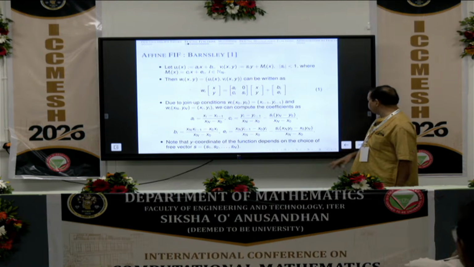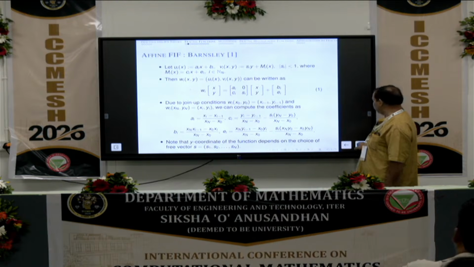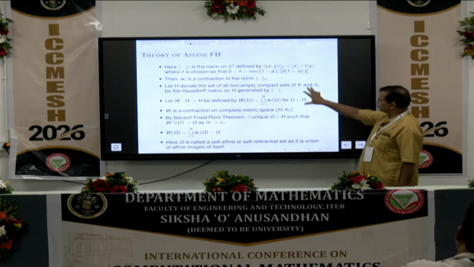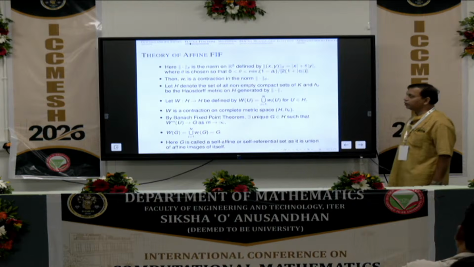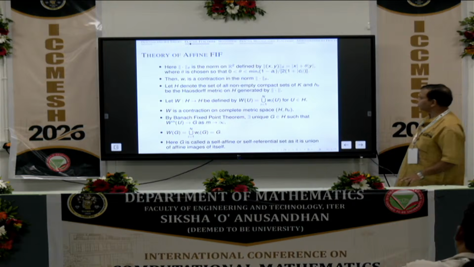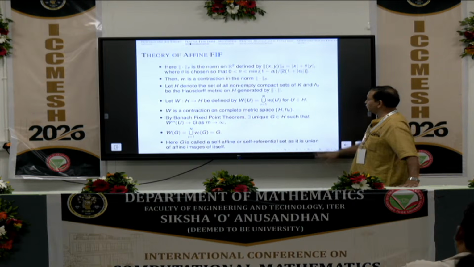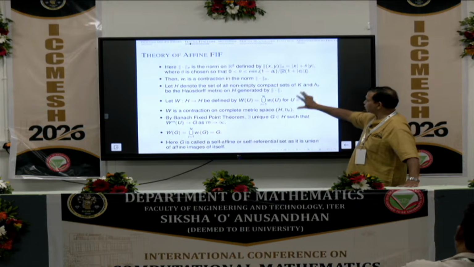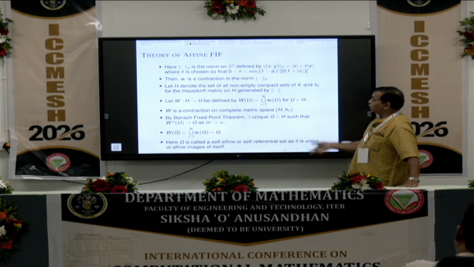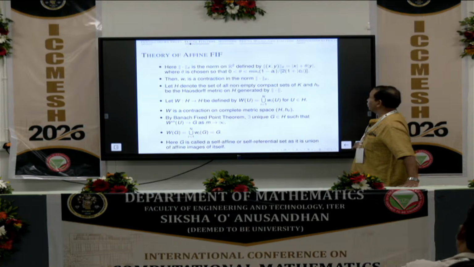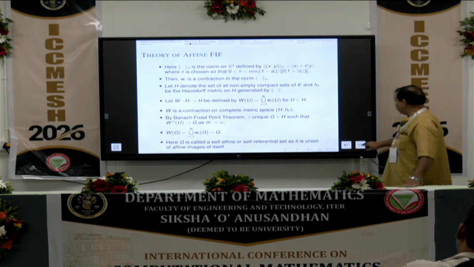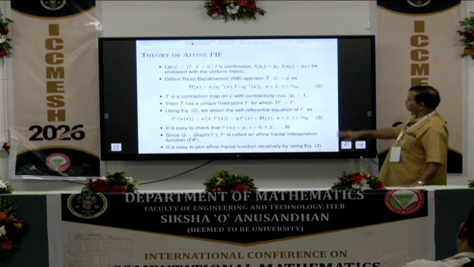Once w_i is ready, you can get the capital W. There is a little bit of theory involved here, so you need a little bit of functional analysis. You take a function space. The IFS construction is basically using an iterated function system and then a little bit from functional analysis to get the functional equation for this fractal function. So, this is the theory.